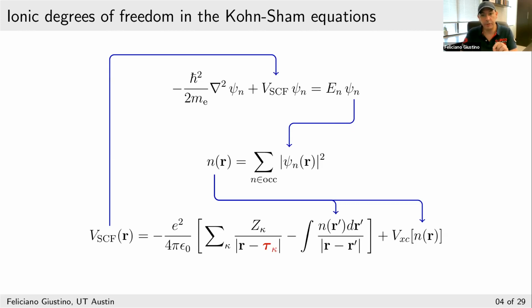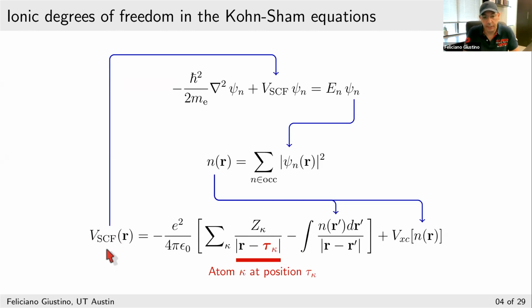But the key piece of information I would like to convey here is that the ions, so the atomic positions, appear only in this red bit here. Tau sub k is the position of the atom k in, let's say, the unit cell. All right. So if we look for electron-phonon interactions, we must look into what happens to this variable.